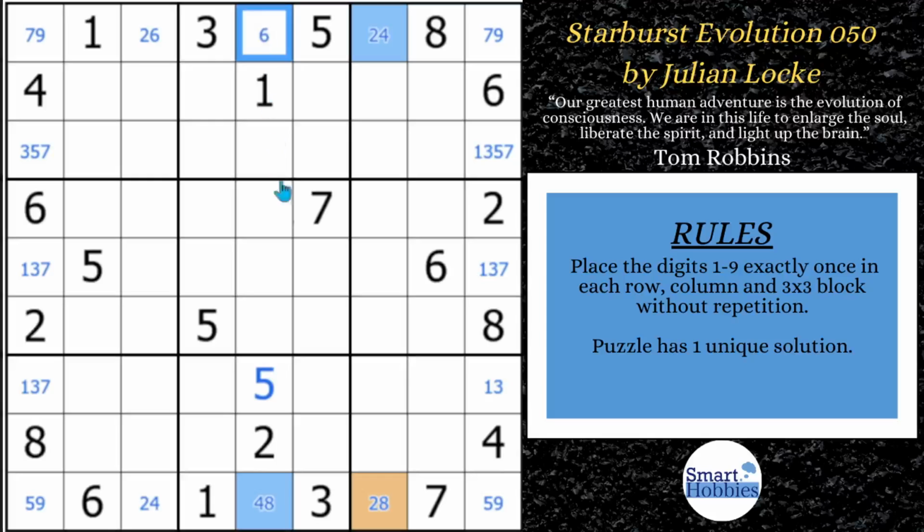And I want you to share this with somebody you know and see if they can find this. What strategy they use. Did they go for the X-wings, or were they able to come here and find this XY wing?